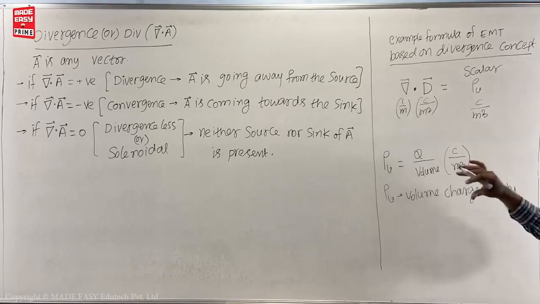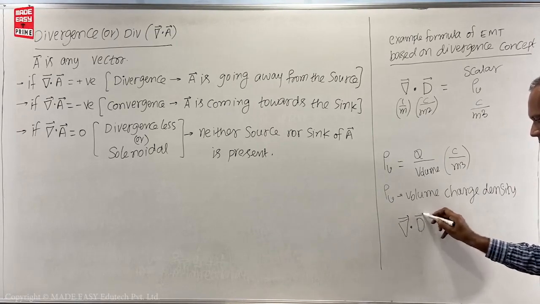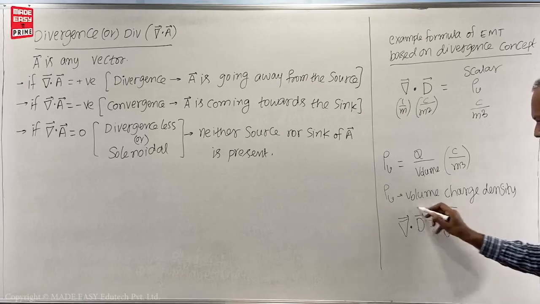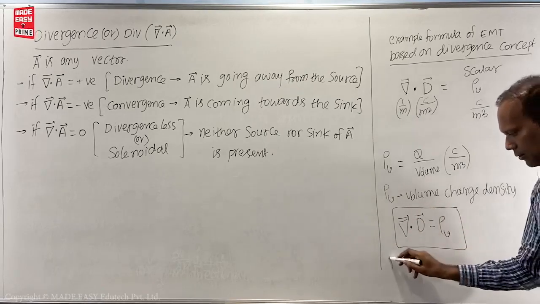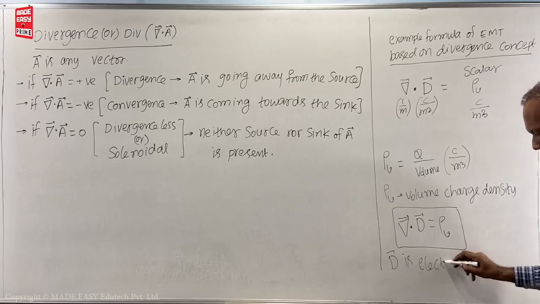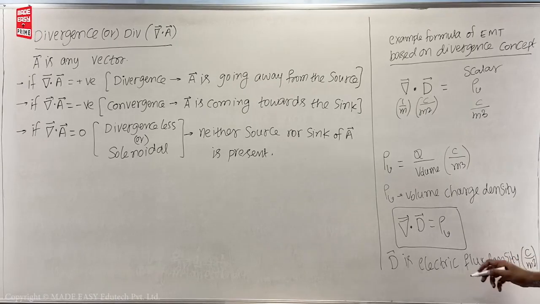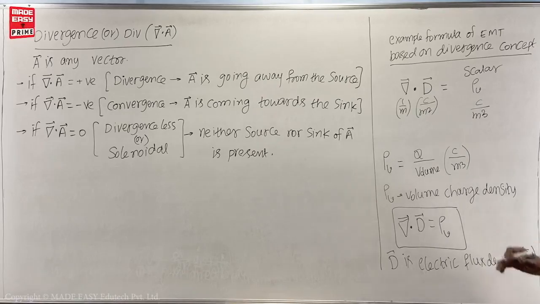So in this way, this is one formula in electromagnetic theory: divergence of D bar is equal to rho V. Here, D bar means electric flux density. The unit is coulomb per meter square. I told you to remember the name. I will tell you the concept later on, don't worry.